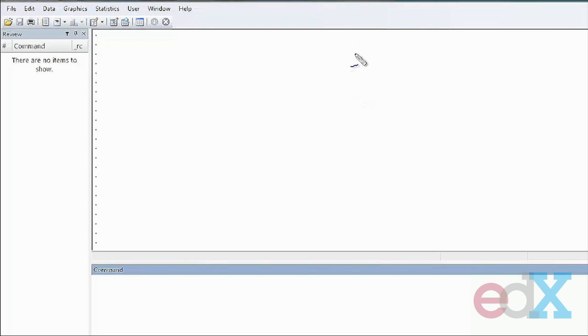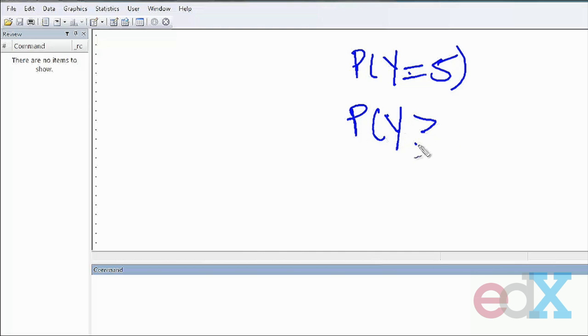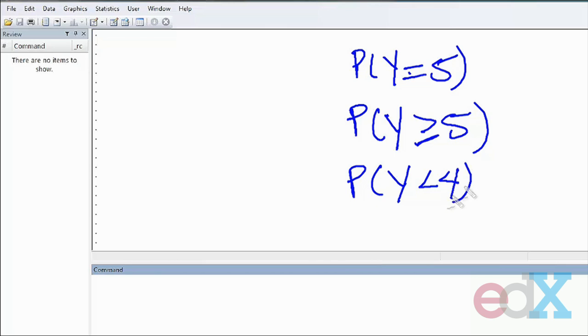We want to do 3 calculations. We're going to calculate the probability that y is equal to 5, the probability that y is greater than or equal to 5, and then we're also going to calculate the probability that y is less than 5, to give us a different way to calculate this probability. So let's see how to do that in Stata really quickly.